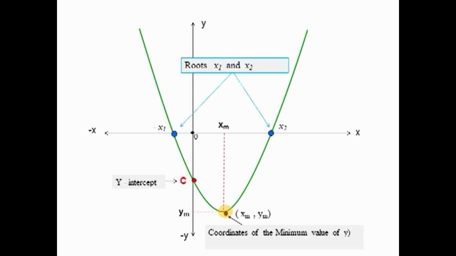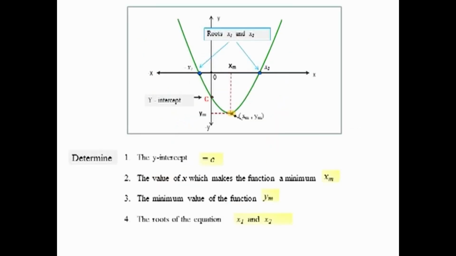Lastly, two important other points are denoted here as x1 and x2, and these are called the solution of the equation or the roots of the equation. Recapping, you're typically asked in your exam to determine the y-intercept, which we have denoted here as c, the value of x which makes a function a minimum xm, the corresponding minimum value ym, and the roots of the equation x1 and x2.